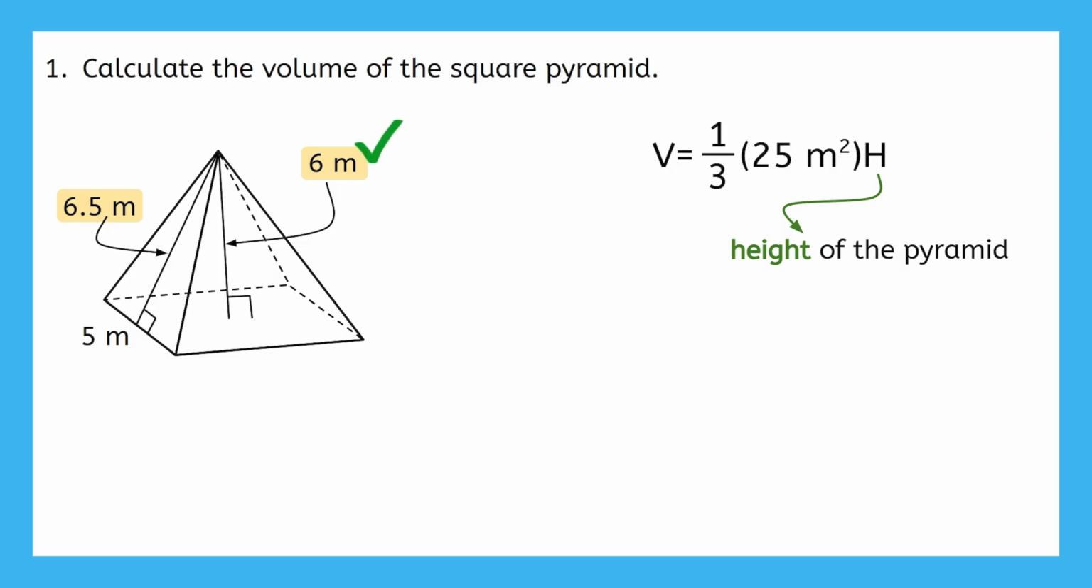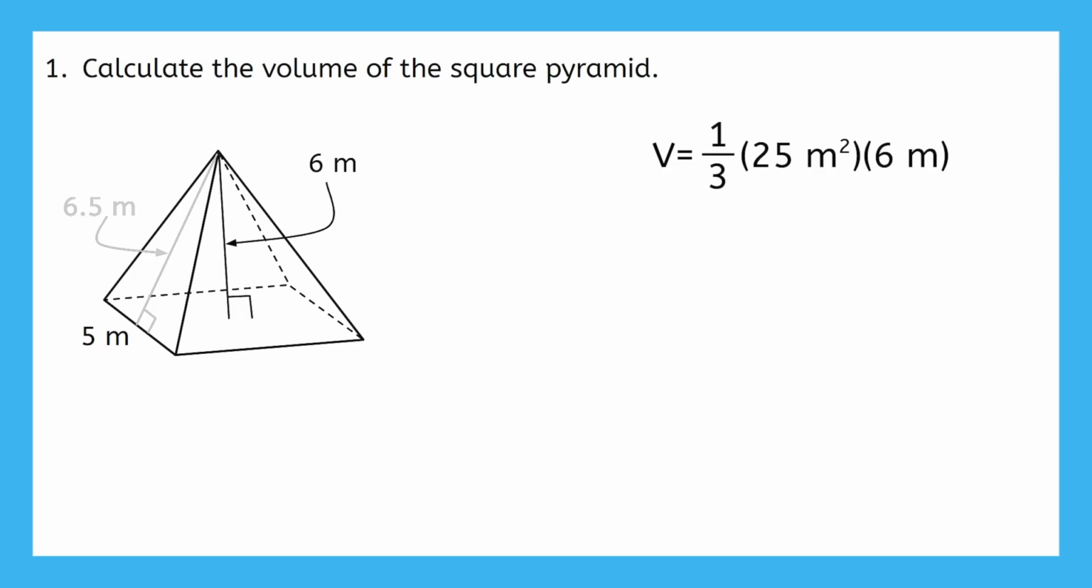This 6.5 meters is the slant height. Although the slant height is useful in calculating the area of this triangle, it isn't going to help us calculate the volume. So let's get that out of the way. Now that we know the pyramid's height, go ahead and substitute it into the equation. All right, substitution's complete. Now we just need to do some calculations. Go ahead and work through these calculations on your own and get the solution. Pause the video now.